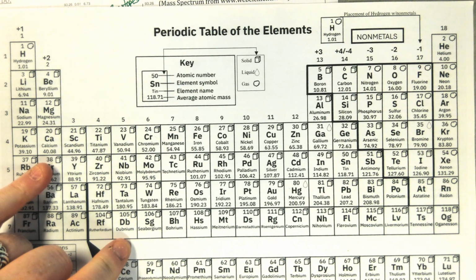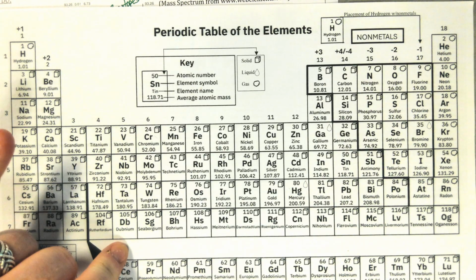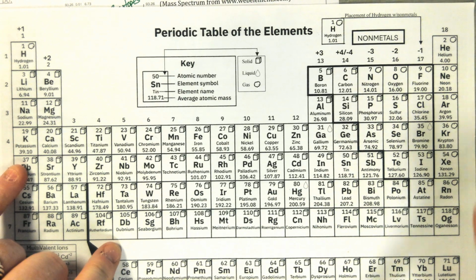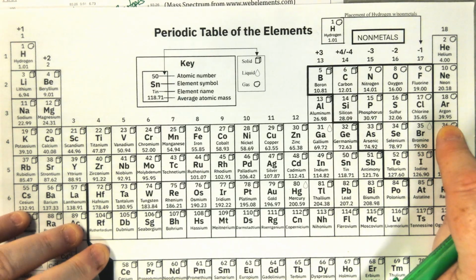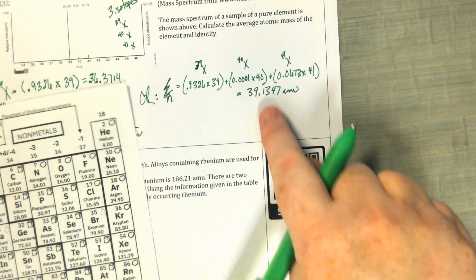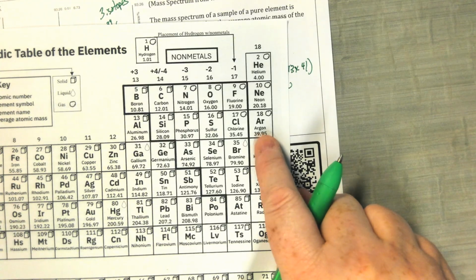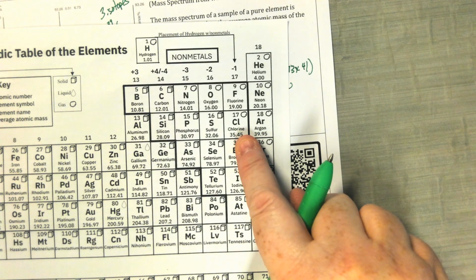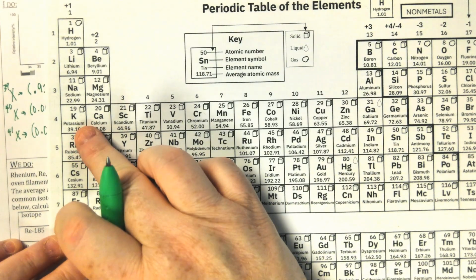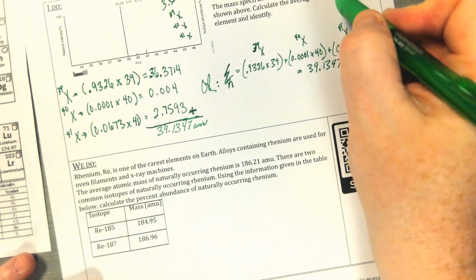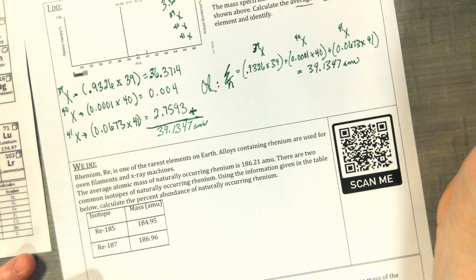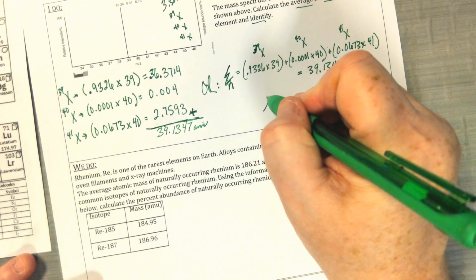Then we go to calcium, which is 40. So now we're past it. We're above it, so it can't be calcium. It's above the average mass here, because this is 39.13. Argon is also above it, so it can't be argon. Chlorine is too far away, so the only one that makes sense is potassium. So we calculated the average atomic mass, and now we've identified the element.